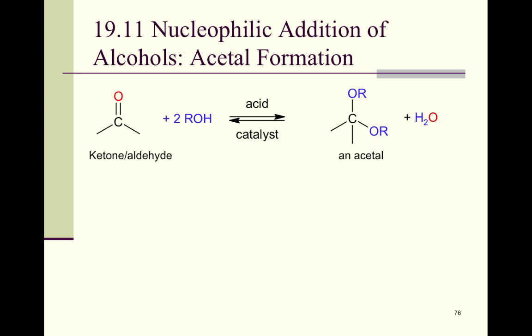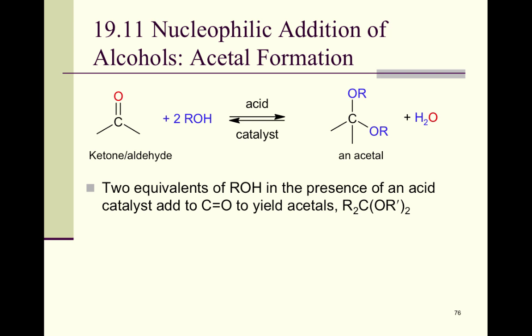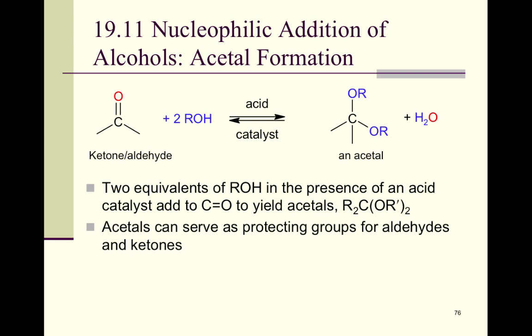Nucleophilic addition of alcohols. So we're going to have 2 moles of alcohols in this case. This is going to have an acid catalyst. This reaction is reversible. And what we're going to do is our aldehyde or ketone will form an acetal. Acetal is when you have 2 OR groups on the same carbon. So again, add that to your functional groups that you need to know. 2 equivalents of alcohol are present in order for this to happen.